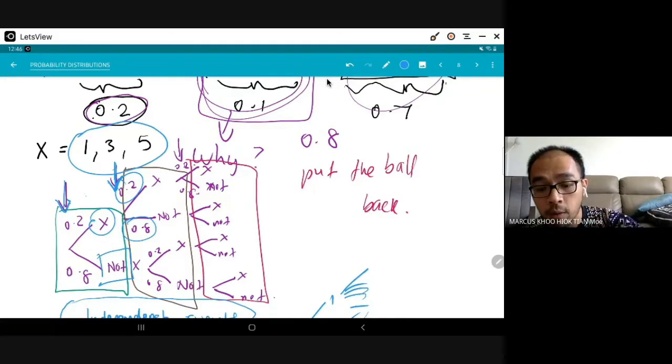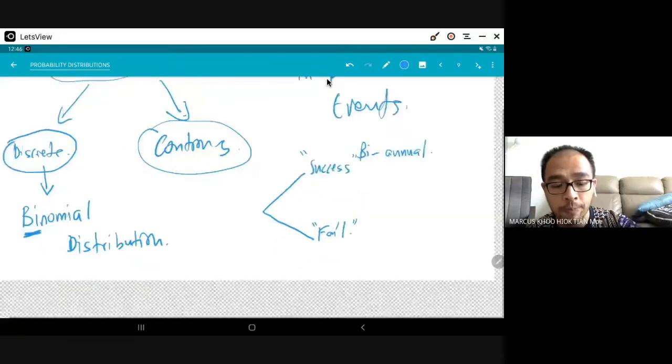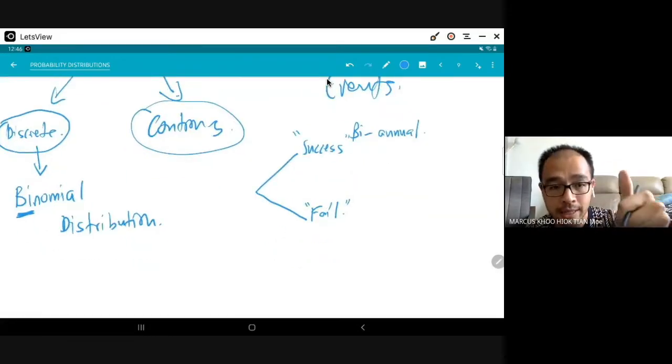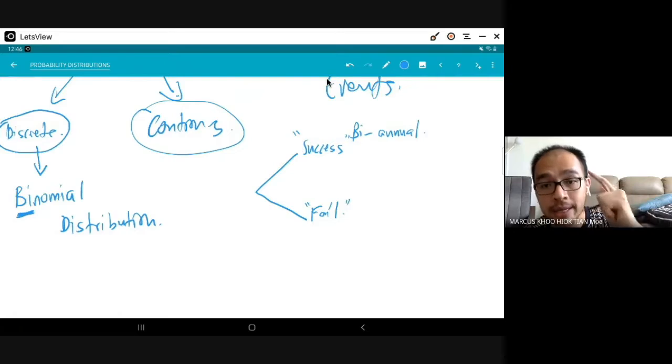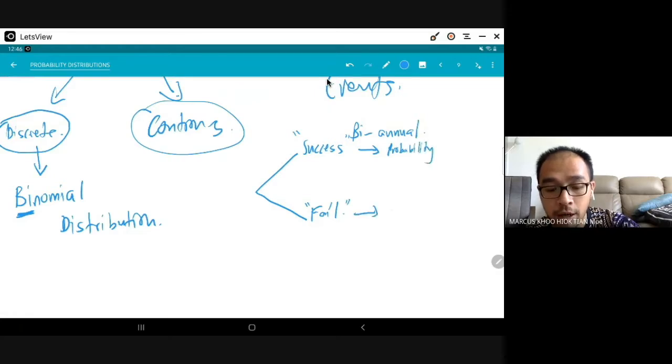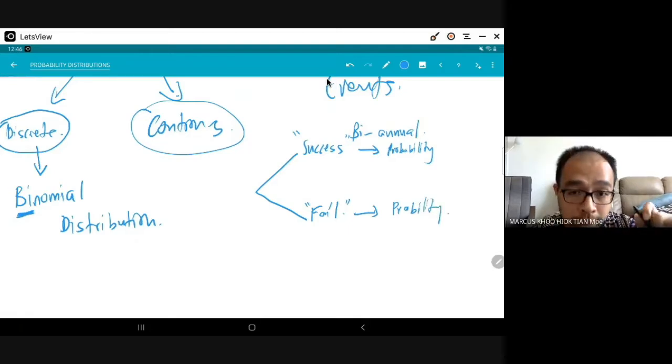Okay, but when we think about binomial, we need to think about two events only. What is the success event? What is the fail event? And when we think about the success event, what is the fail event? We need to think about what is the probability of the success event and what is the probability of the fail event. Okay. But the question, the problem now is this.